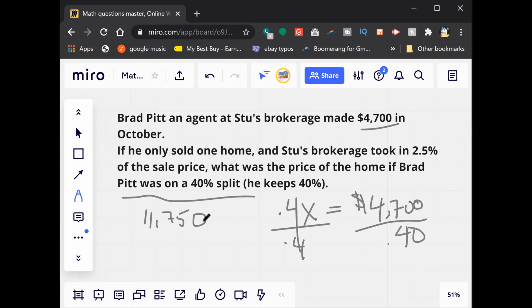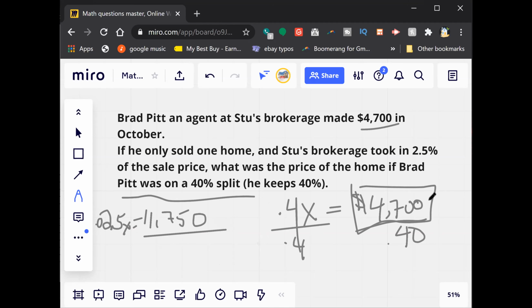So what 11,700 was, think about this. Yvette, wasn't this Brad's commission? Okay. So Sherry, yeah, absolutely. This is a percentage of the sales price, right? So what was that? That was 2.5%. So it's 0.025x equals 11,750. Now that x is the sales price.